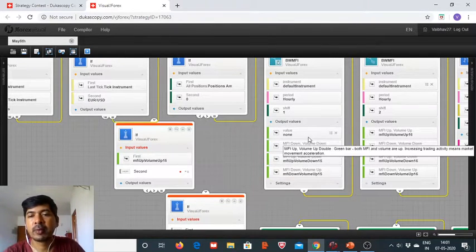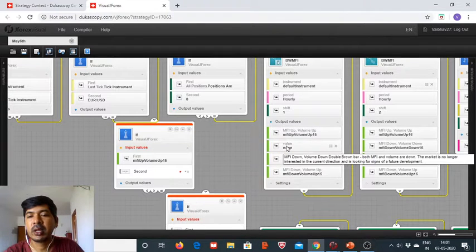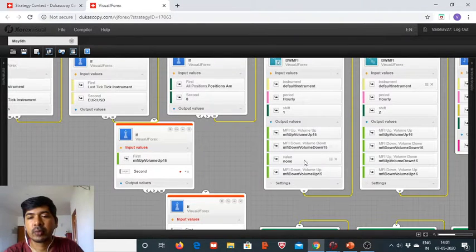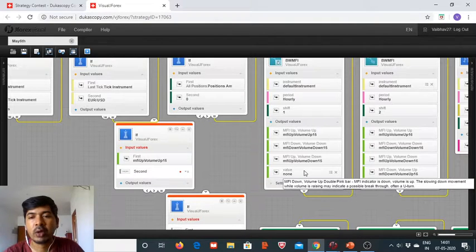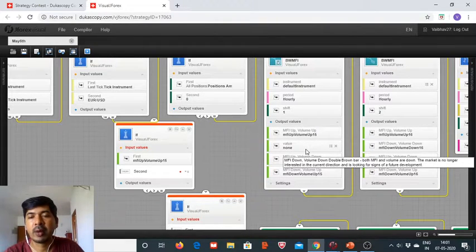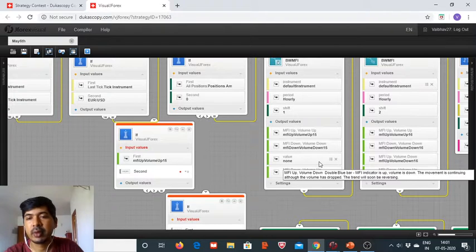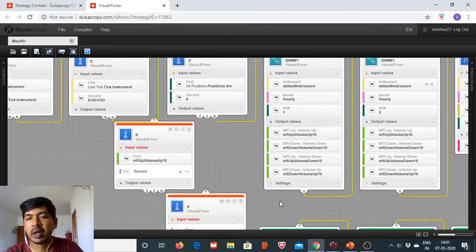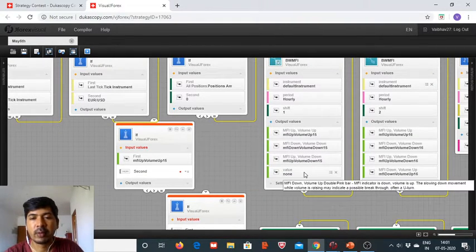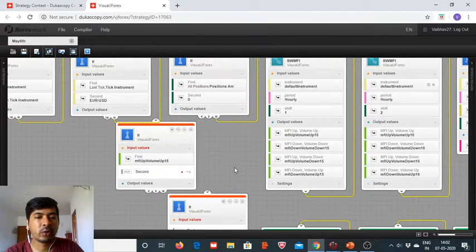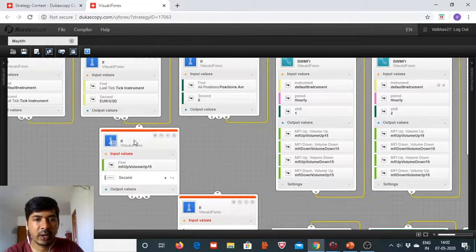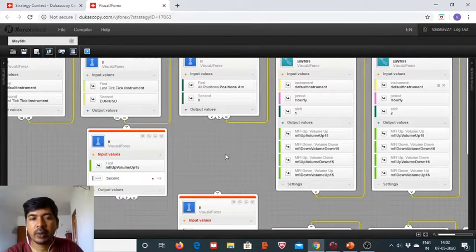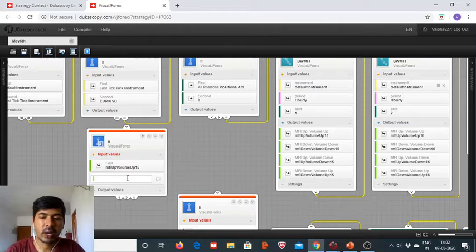Suppose if the MFI volume up is above 0, that means naturally that the rest of three values will be equal to 0. Suppose if the second value is above 0, then the rest of three values will be 0. Similarly, for these values also, if the MFI up volume down is above 0, then the rest of three values will be equal to 0. So we only want that MFI up and volume up should be above 0, and that will mean the rest of the values are 0.